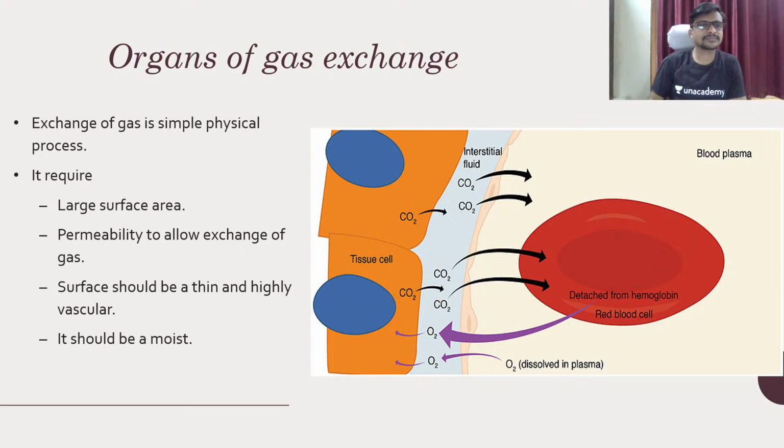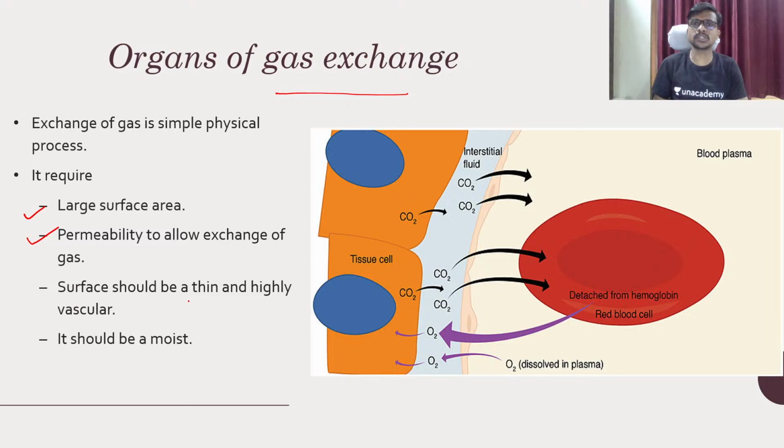पोरांचा. It required large surface area. What? Gas exchange. Okay, so gas exchange required large surface area. So diffusion required, if you provide more area the diffusion will be faster. Okay, so permeability to allow exchange of a gas. So the membrane, that is the semi permeable membrane which is required for the diffusion, it should be permeable to the gas.